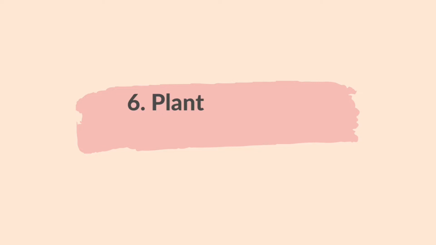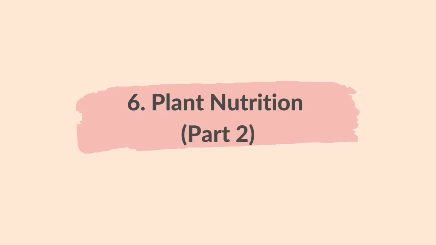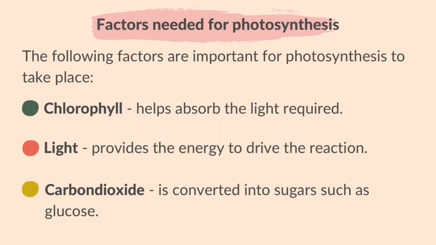This video summarizes part 2 of topic 6, plant nutrition. In the previous video, we left off at the factors that are important for photosynthesis. Chlorophyll is needed because it helps absorb light. Light is important because it provides the energy to drive the reaction. And carbon dioxide is important because it is converted into sugars such as glucose.